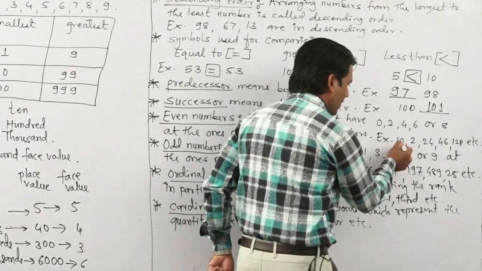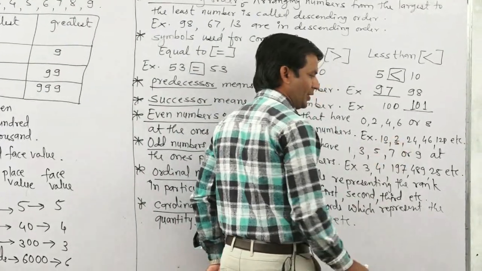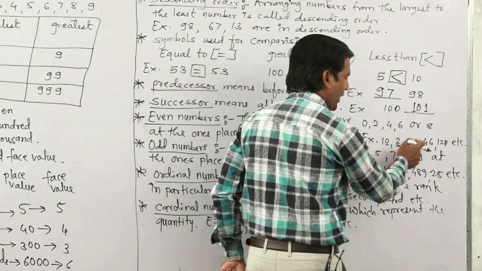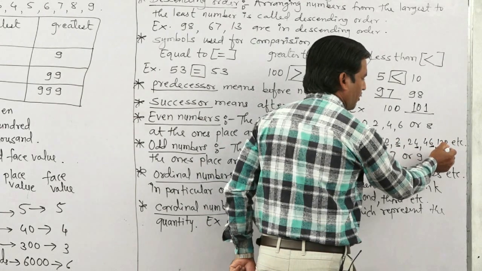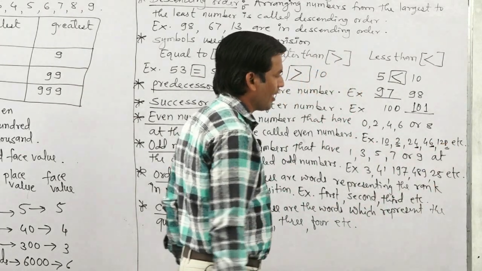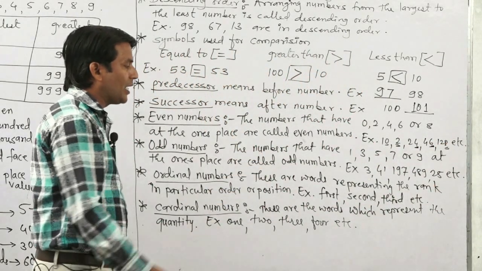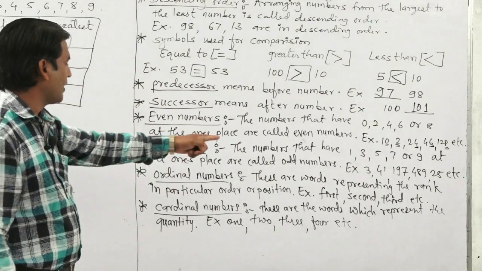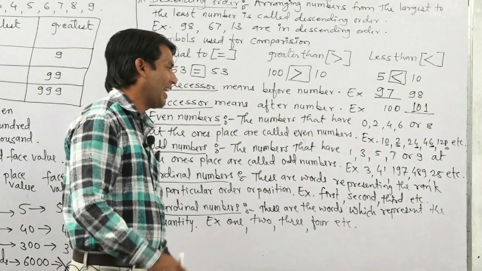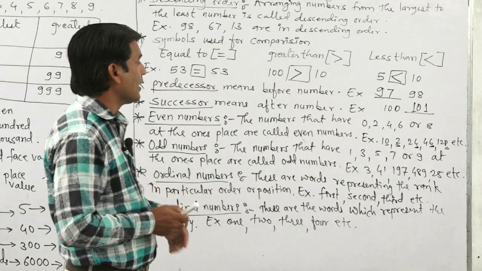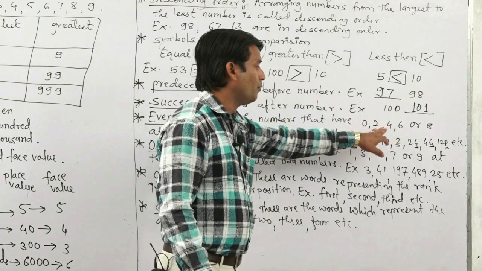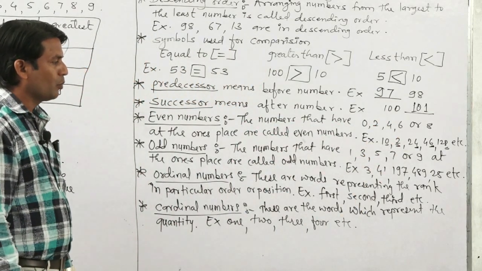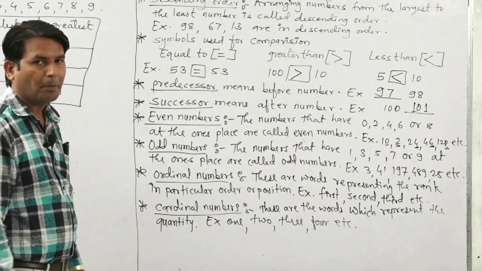Some examples are given here: 10, where 0 is at the ones place; 2, 24, 46, 128, etc. We can write many even numbers here. So these are known as even numbers. When the numbers have 0, 2, 4, 6 or 8 at the ones place, those numbers are known as even numbers.